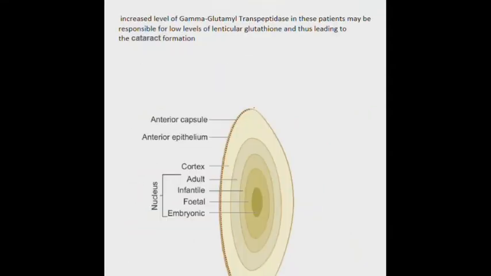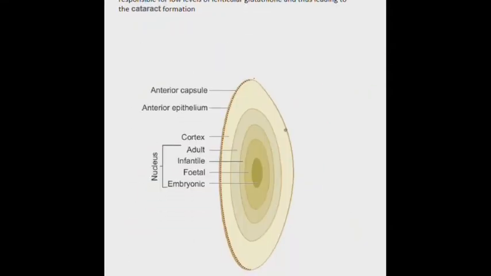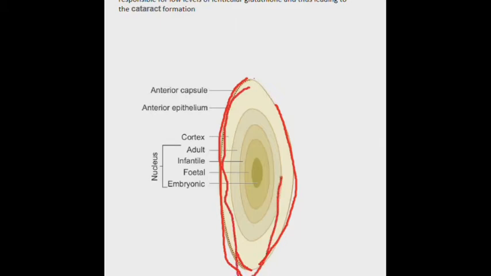Now first we will see what are the layers of the lens. In lens we have anterior capsule in the front and it is lined by anterior epithelium. Then in the posterior we have the posterior capsule, and the layer which is present beneath to this capsule is the cortex. The whole area is the cortex, and the center one is the nucleus. In nucleus we have many layers.